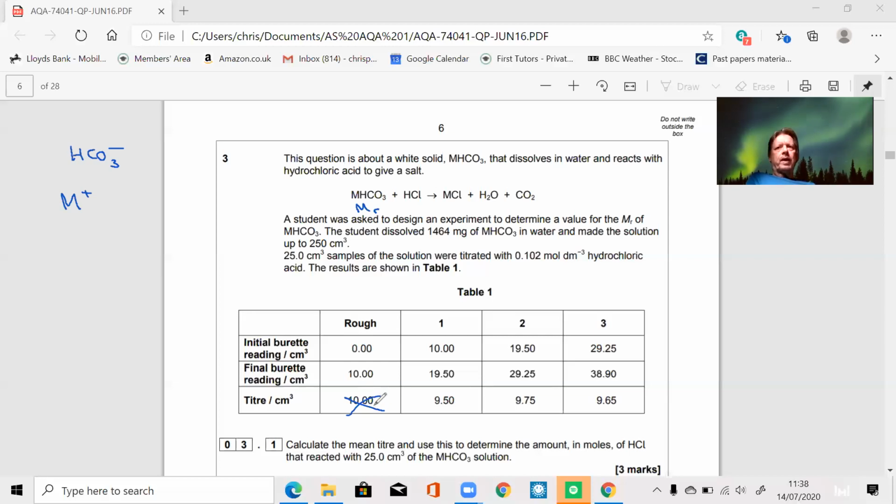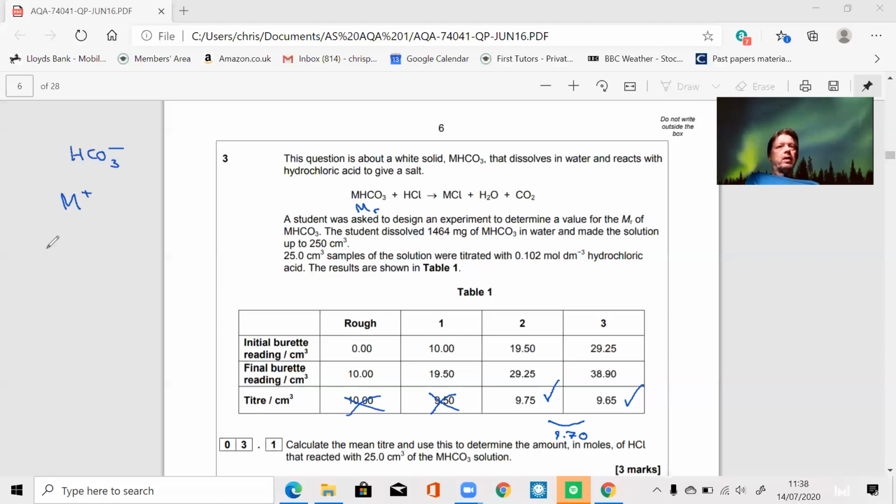Now what we need is, from these other 3, we need 2 concordant results. That means results that agree within 0.1. Well, there's only 2. This one and this one. That one is more than 0.1 away. The average of these 2 is 9.70. Okay, so that's the average titer.